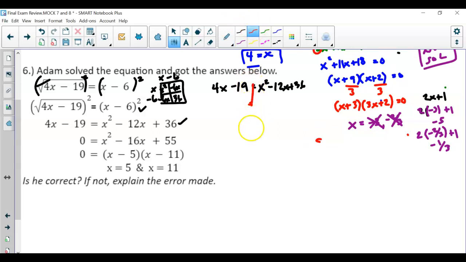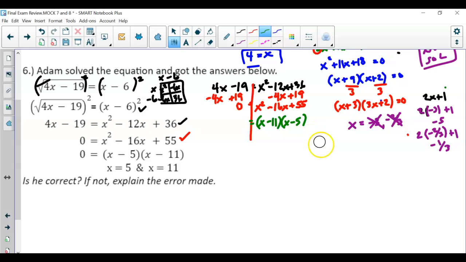So I'm going to go ahead to get this to equal 0. I'm going to subtract 4x from both sides and add 19 to both sides to get this to equal 0. So subtracting 4x and adding 19, I've got x squared minus 16x plus 55, which matches again. So now I'm going to go ahead and start factoring. What two numbers multiply to get 55 and add to get negative 16? Well, 11 and 5. But because of the negative 16, I need negative 11 and negative 5 to get me negative 16, which again matches.